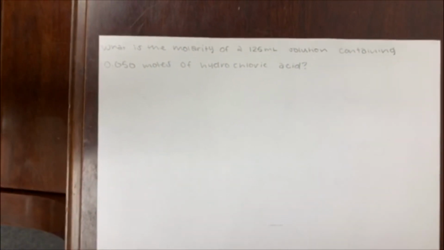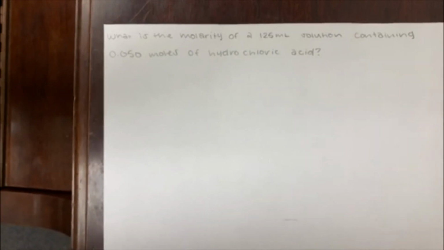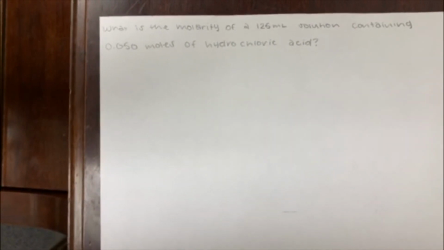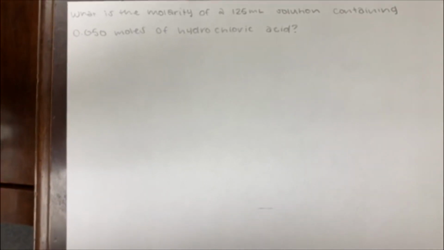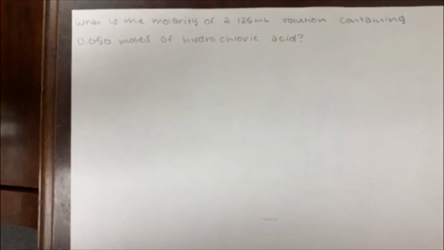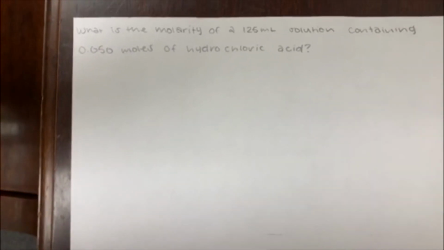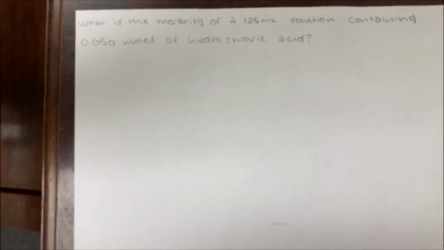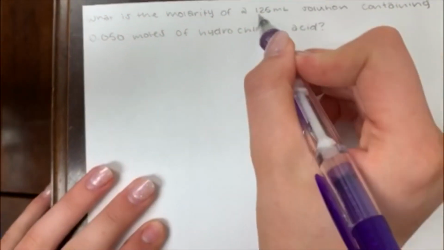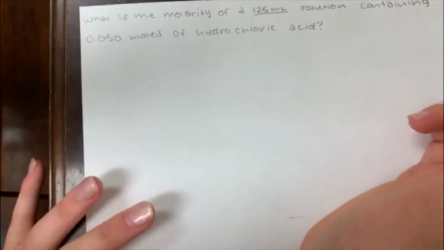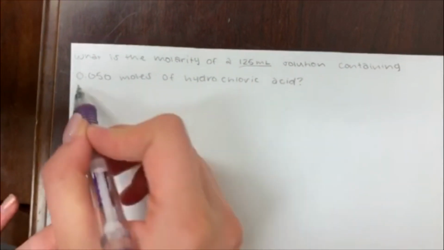Let's do a practice problem. The question is, what is the molarity of a 125 milliliter solution containing 0.050 moles of hydrochloric acid? Before we start, we need to address what is given and what we are solving for. It's asking, what is the molarity? So, we're solving for molarity. 125 milliliters is the volume, and 0.050 moles is the number of moles.